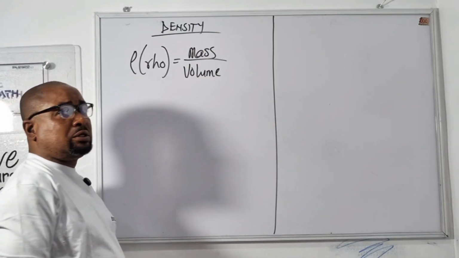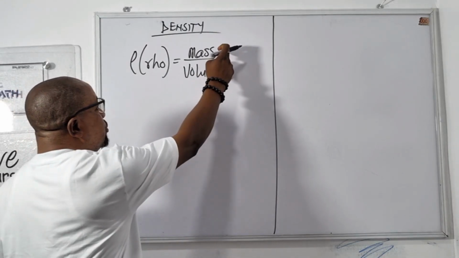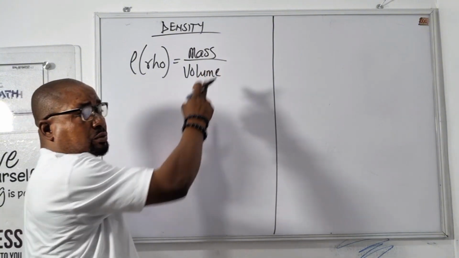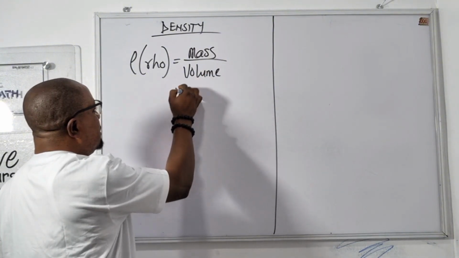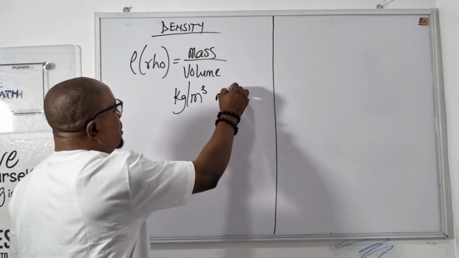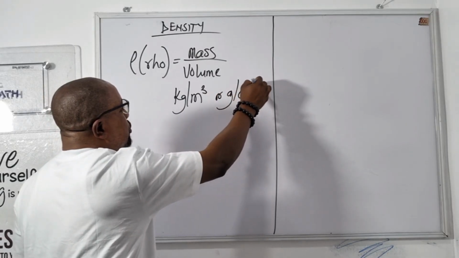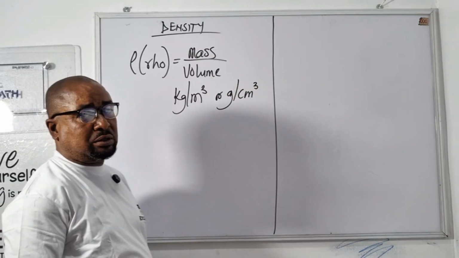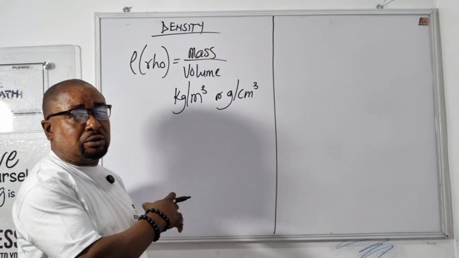Now, what will be the unit of density? The numerator is the mass, the denominator is what? Volume. So that will be kilogram per meter cube or gram per cm cube. These two have a relationship. How do we know their relationship?